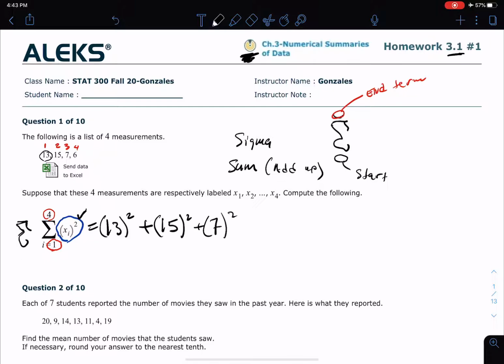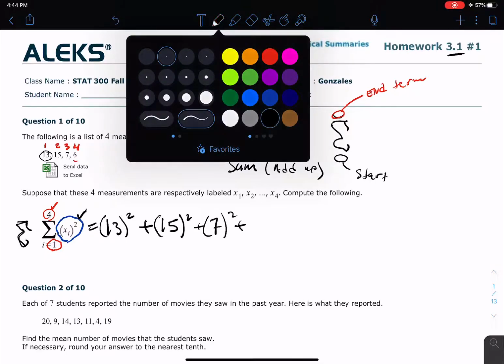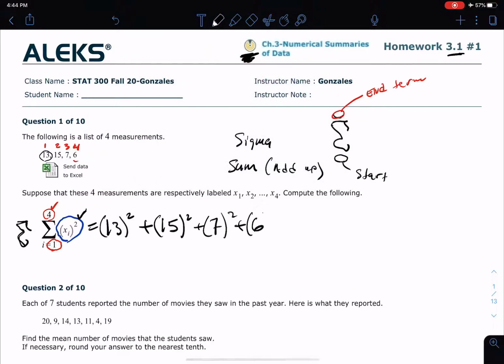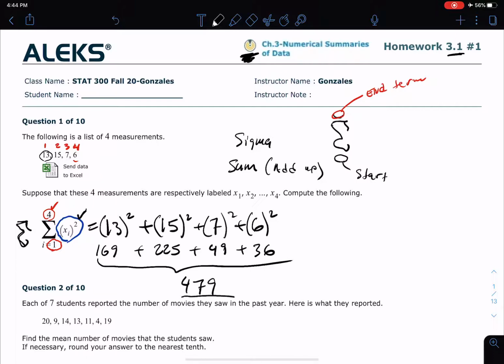And because it's a sigma, it means we add up the next one. And we know that 4 is our last term to deal with because it's right there in the ending position. So we go to the 4th term right there. The 4th term is 6. What does our rule say to do? It says to square it. So now all you have to do is square them and then sum them up. 13 squared is 169. 15 squared is 225. 7 squared is 49. 6 squared is 36. Then we must sum up all these. When we sum up all those pieces, we get 479, and that is the answer.